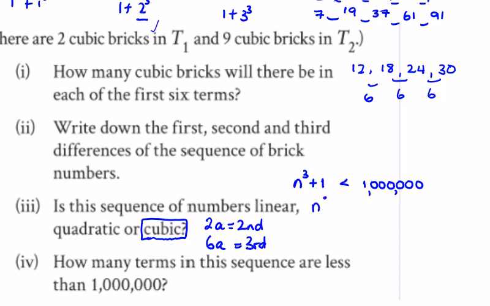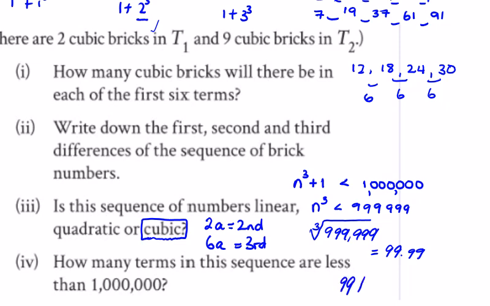So n cubed would have to be less than 999,999, comma in the wrong place. And if we get the cube root of 999,999, we're going to get just less than 100, aren't we? You can see here 999,999 equal to 99.99. So the 100th term will be greater than 1 million, so 99 terms will be the answer here.